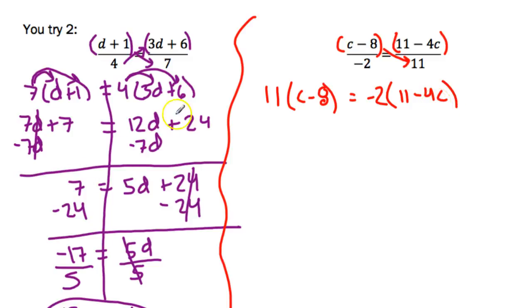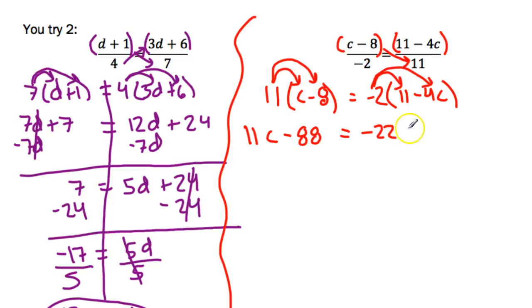Perfect. So now, just like the last one, I need to distribute 11 times c. That equals 11c. 11 times negative 8 is going to be negative 88. Alright, so this side is good. Now over here, negative 2 times 11 equals negative 22. Negative 2 times negative 4c, well, negative times a negative is going to be a positive. 2 times 4 is 8, and then I keep the c.